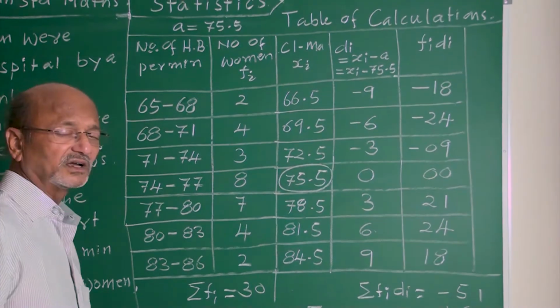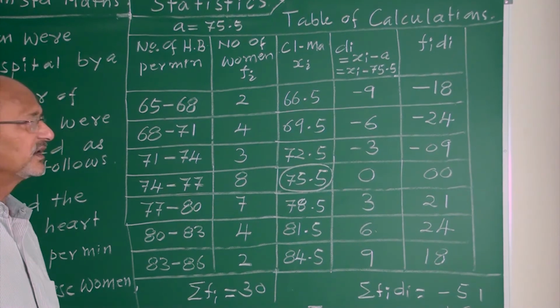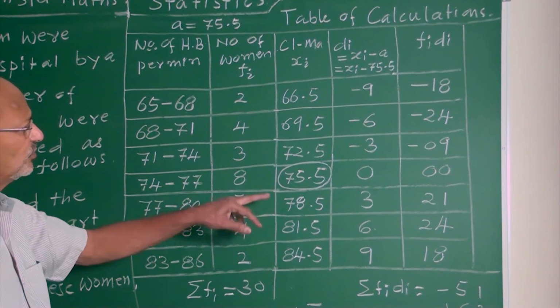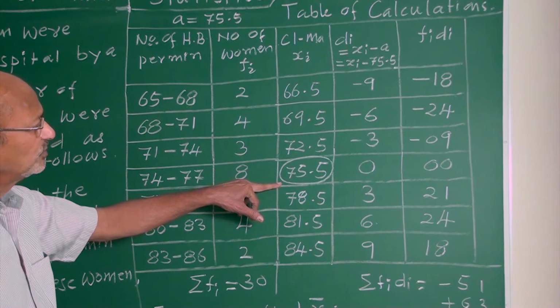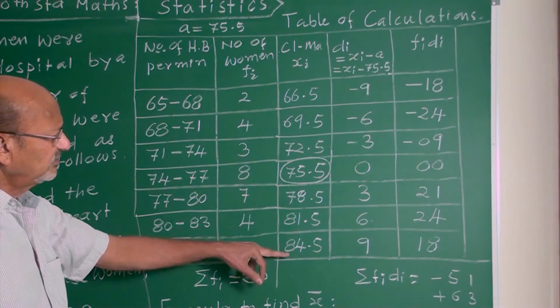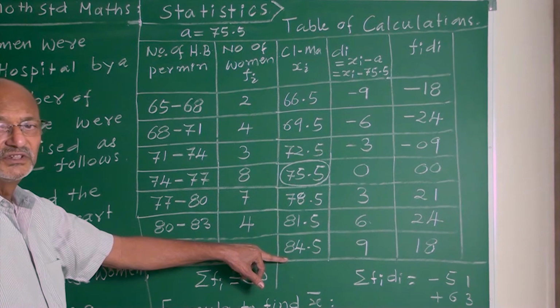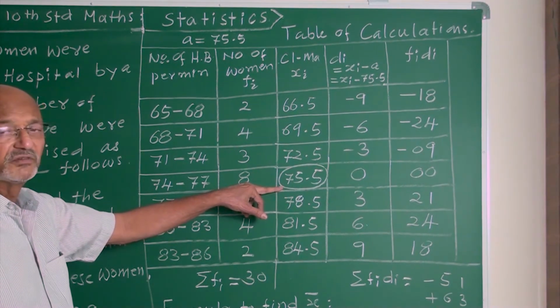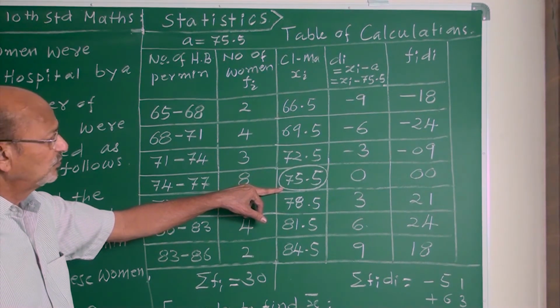That is class mark. Class mark. With this column, you have to find the middle value. How many observations are there? There are 7 observations. Then which is the middle value? Fourth observation is the middle value. What is the fourth observation?